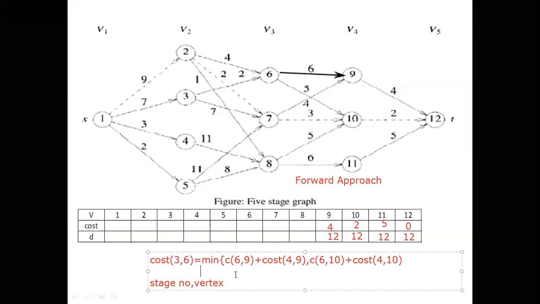What is C of 6 comma 9? C of 6 comma 9, the value is 6. I will write 6, plus cost of 4 comma 9. What is 4 comma 9? Cost of 4 comma 9 means we have to get it from this cost table. 4 comma 9, what is the value? It is 4.